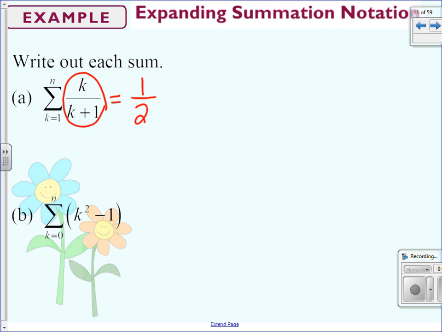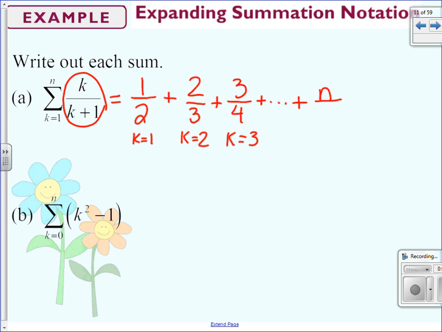And since it's a sigma, sigma means add. So it's plus, and then we index to 2. So k equals 2. We have 2 over 2 plus 1, plus, and then we index to 3. And it'll be 3 over 3 plus 1. And since we can't go on forever, we just put an ellipsis, another plus sign, and we're going to the nth term. So it is n over n plus 1. And that's how you write out that sum.